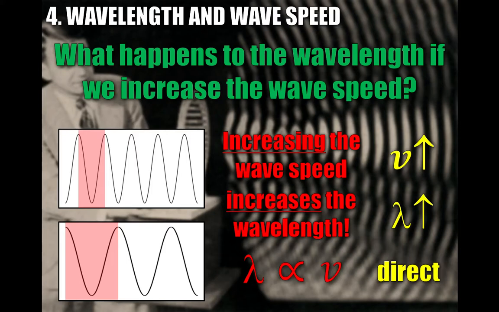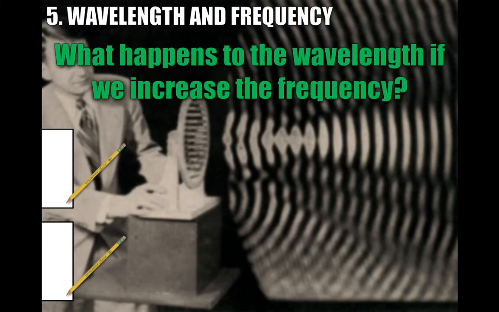So now let's see what happens if we change the frequency. So rather than changing the wave speed, let's try changing the frequency. And this time what we'll do is pull the bottom paper at the same speed as the top paper, but the pencil will be oscillating twice as fast. So we will double the frequency of the pencil on the bottom. What do you think will happen to the wavelength if we increase the frequency? Let's give it a go.